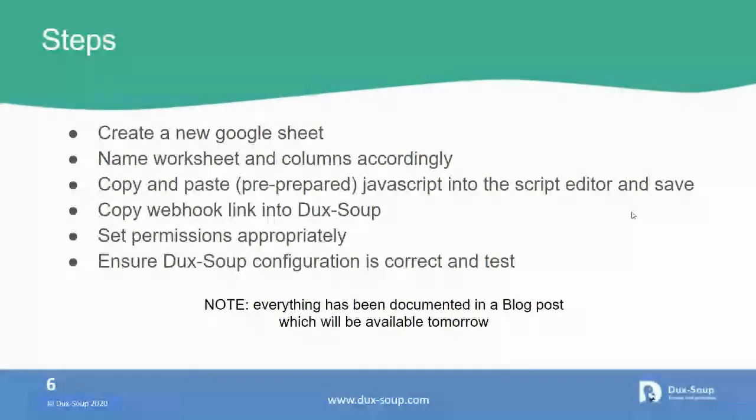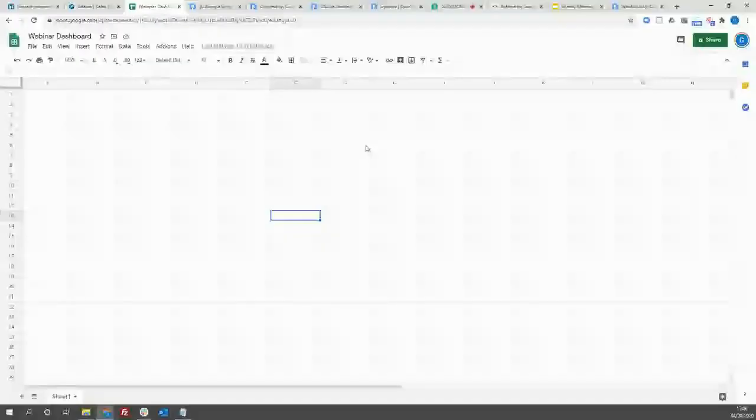So let's get started. First of all, I will go to my Drive. I've created here a new spreadsheet. I've called it Webinar Dashboard. And the first thing I need to do is label my spreadsheet. Now, what we've put in the JavaScript, for clarification, is that we've actually called this very simply the Dux-Soup dashboard.